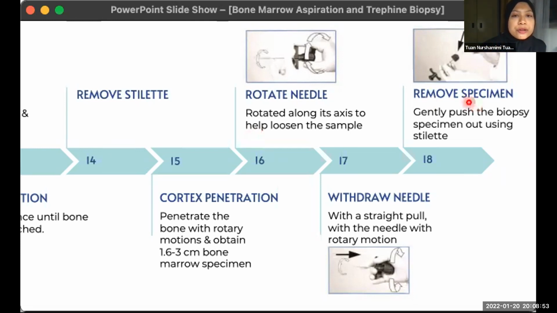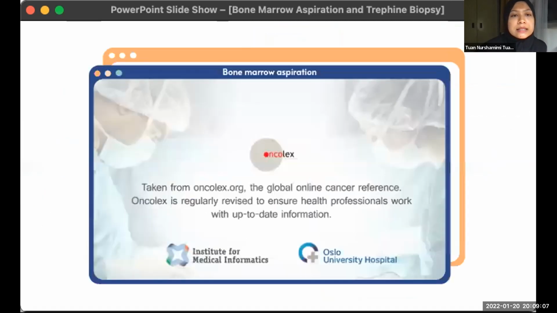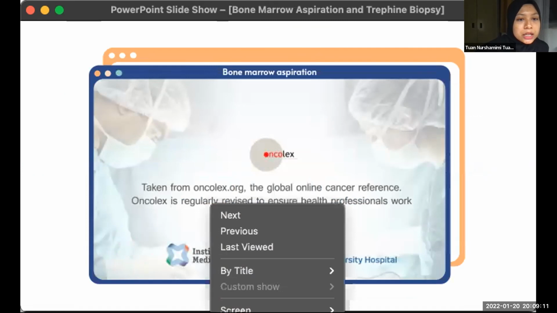And then you try to remove the specimen by gently pushing the biopsy. You want to push the tissue, the bone marrow, out from the needle into a bottle. Okay, you can see this more clearly in the video. I'll show you.